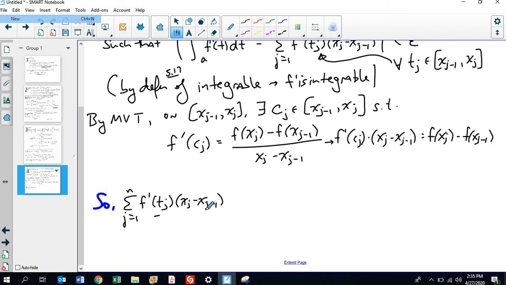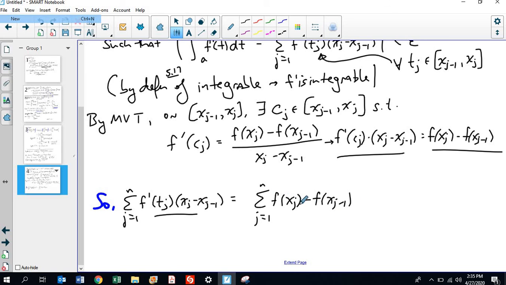So what do we got here? This is equal to the sum j equals 1 to n of f of xj minus f of xj minus 1, because cj equal to tj is okay on every one of those subintervals. This was for any tj, and cj is a tj. So now, by telescoping series, what do we get?